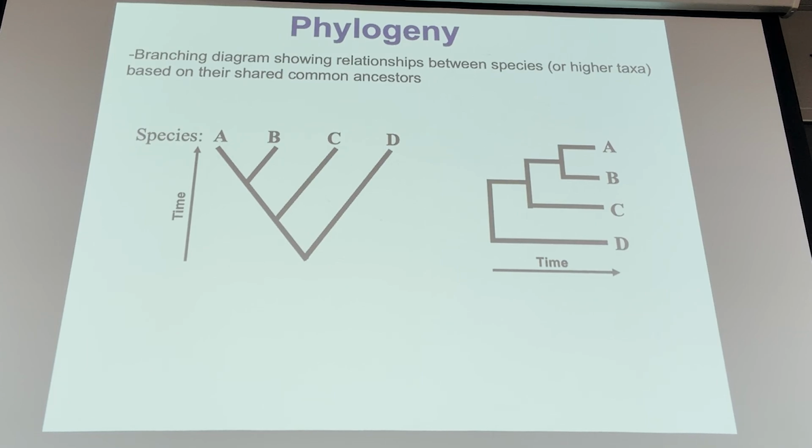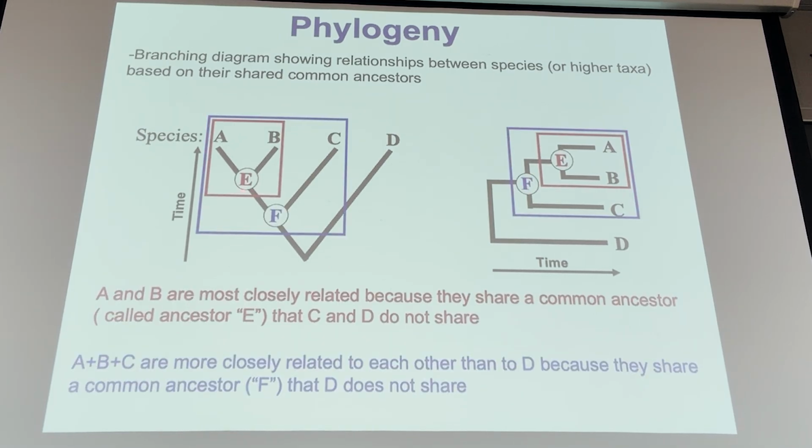And organisms that are close to each other, that share an internal node or branch, are closely related, while those that share further and further away branches are more distantly related, right? So you can see here A and B are very closely related because they share this common ancestor E, or this suite of characters E, that nobody else does, right? And these are called sister taxa because they are next to each other.